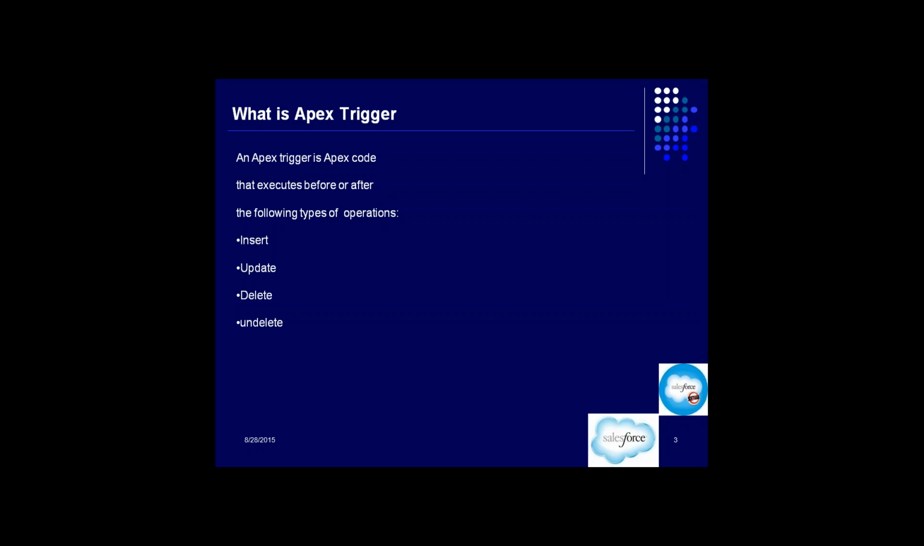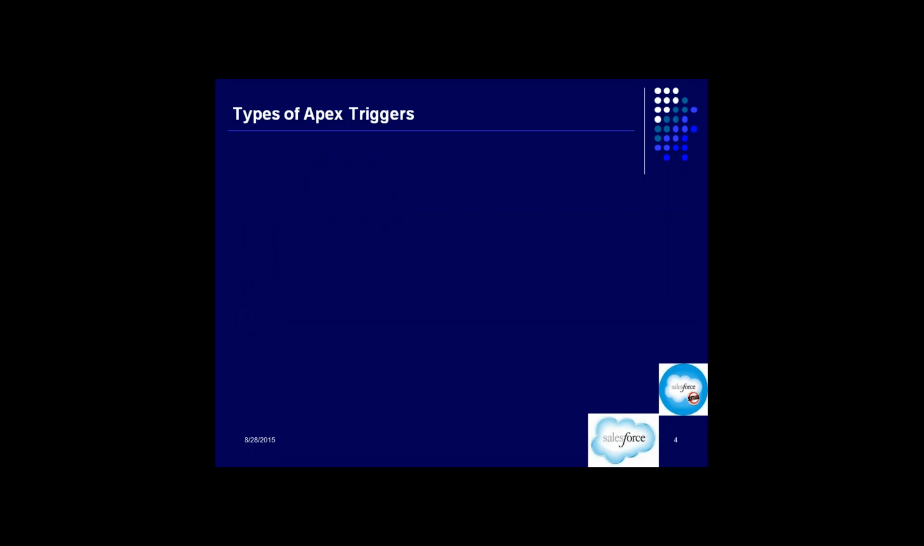So it depends on our requirement where we actually want to call the Apex code. Before the insert operation or after the insert, or before update or after update. So we have the option of calling your Apex code before or after these operations. Alright? That's what an Apex trigger is. Okay. Types of Apex triggers.